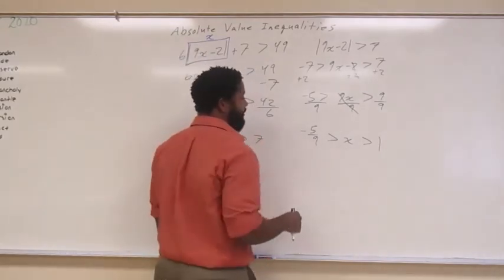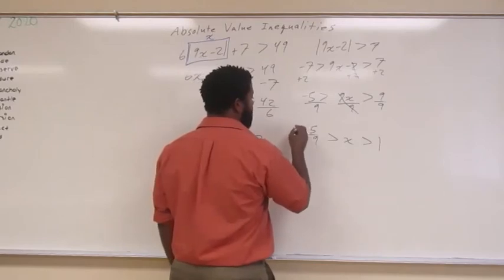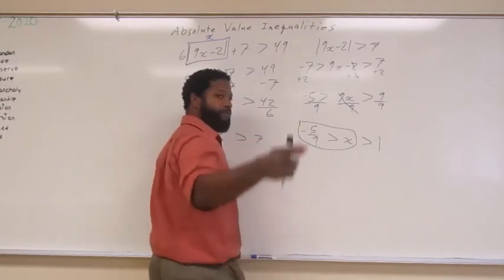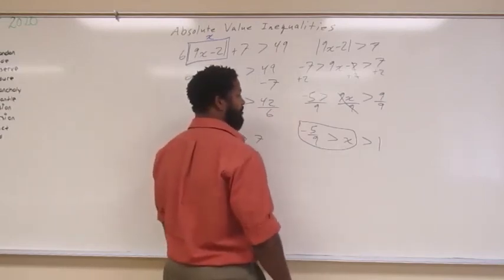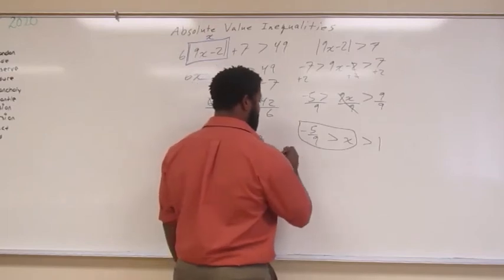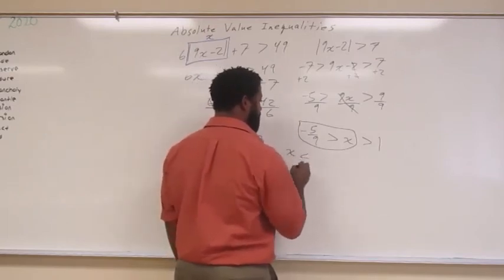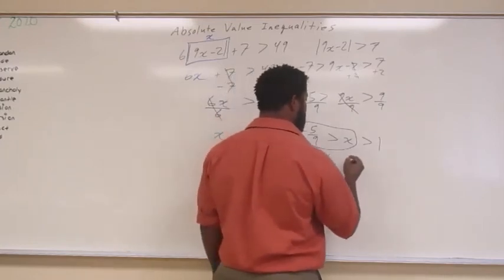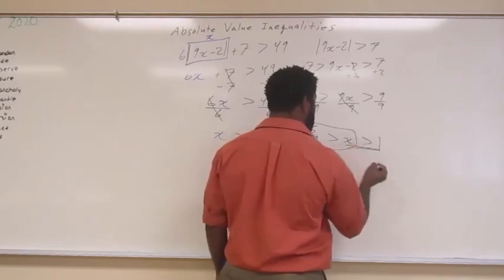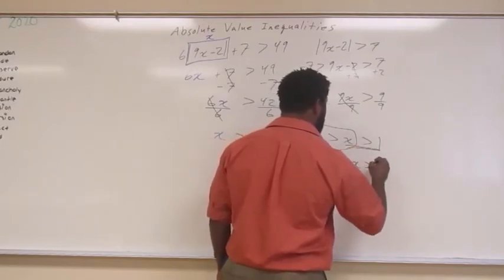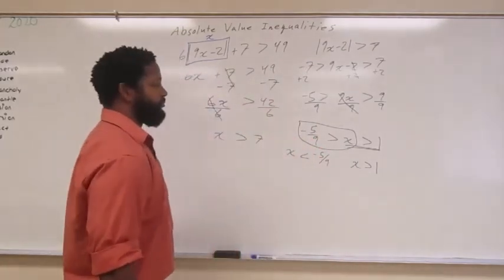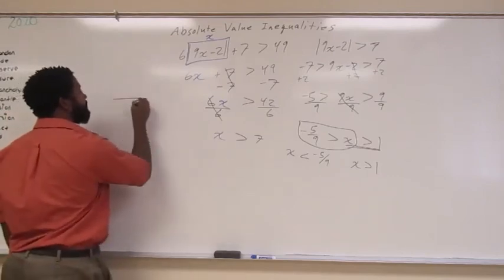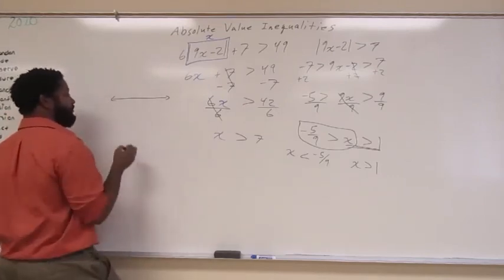And then from here on out, flip it. How will we write it? X is less than negative 5 over 9. Then on the other side, you just drop it down. Boom. X is greater than 1. So, for graphing it, you just put it somewhere in between. Yep. Just kind of guess.